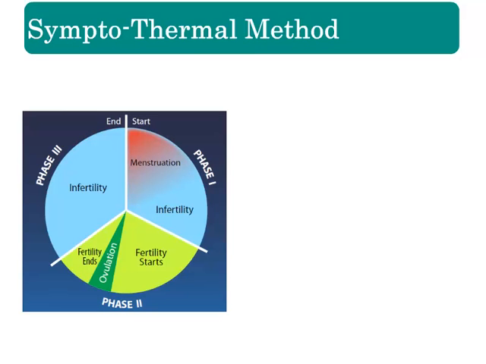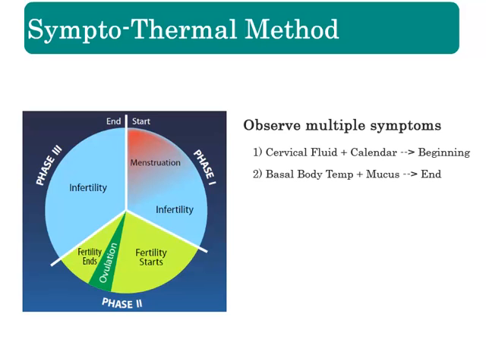The first cross-check method is the symptothermal method, or STM. The symptothermal method combines 1. Cervical mucus observations plus calendar guidelines to identify the beginning of the fertile window, and 2. Basal body temperature to identify the end. Remember, when progesterone rises after ovulation, a woman's basal body temperature, or BBT, increases notably and reliably. The BBT helps clarify mucus observations and shows that ovulation has indeed occurred.